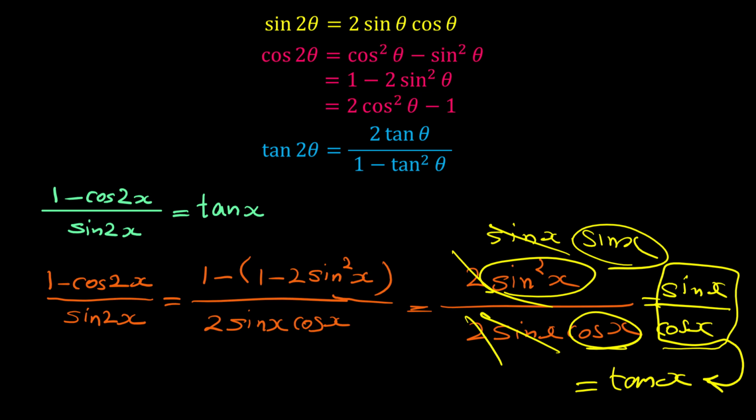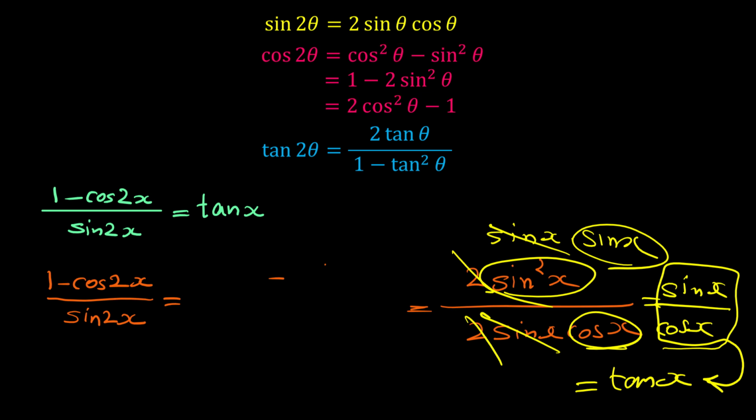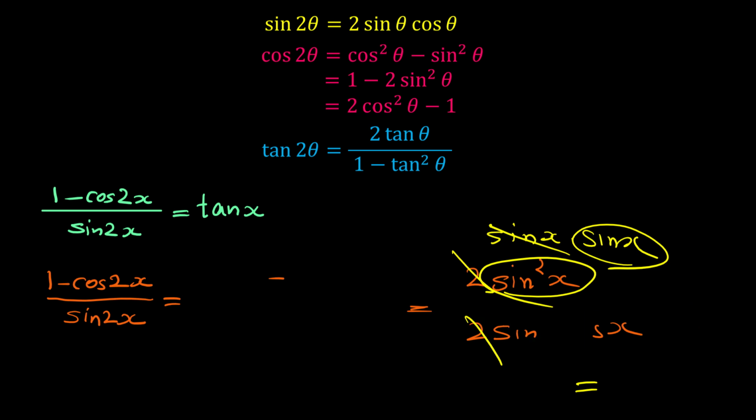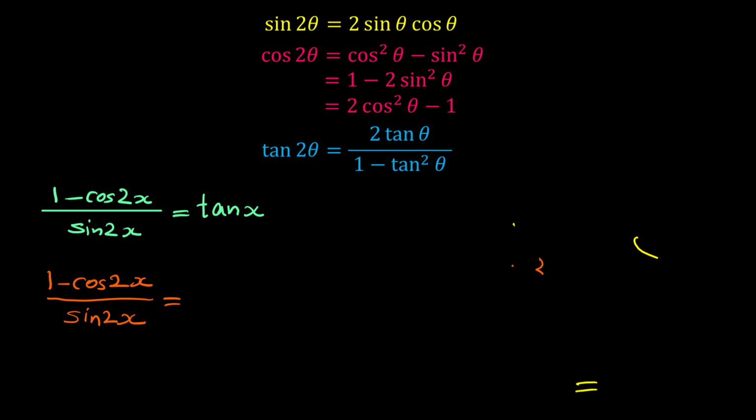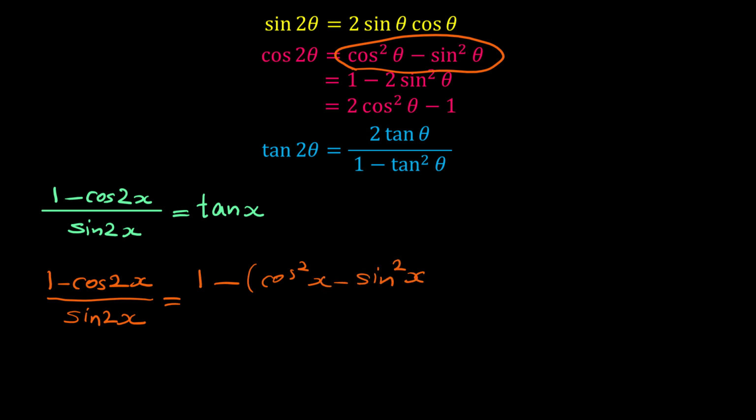Now let me show you how we can use the other identities for cosine to get to the other side. Of course, it will be a little harder to get to the other side, but still it works. So, for example, let's say we use this for cosine: 1 minus cosine to the 2x minus sine to the 2x, all over sine of 2x. For sine of 2x, we substitute with 2 sine x cosine x. Now we want to simplify this and get to the other side.